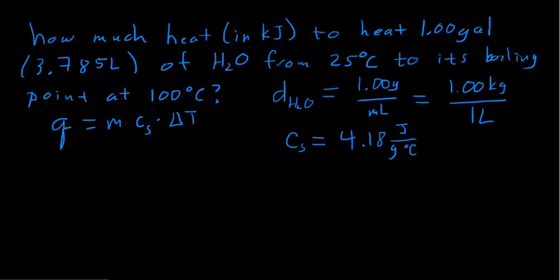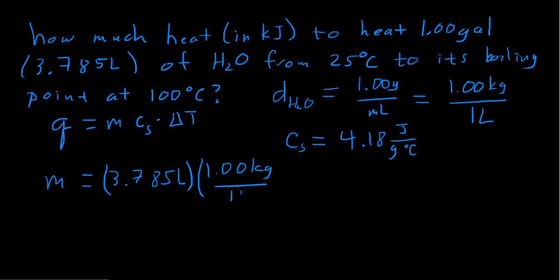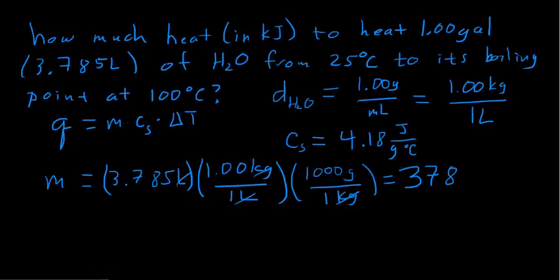So first, let's figure out what mass is. All right, so I've got 3.785 liters, and I can use a conversion factor to convert that into mass. I've got 1 kilogram per every 1 liter, so my liter units will cancel out, and I'm going to go ahead and convert that into grams. There are 1,000 grams in every 1 kilogram, so the kilogram unit will cancel out, and that equals 3,785 grams of water. So that's how much water we have.